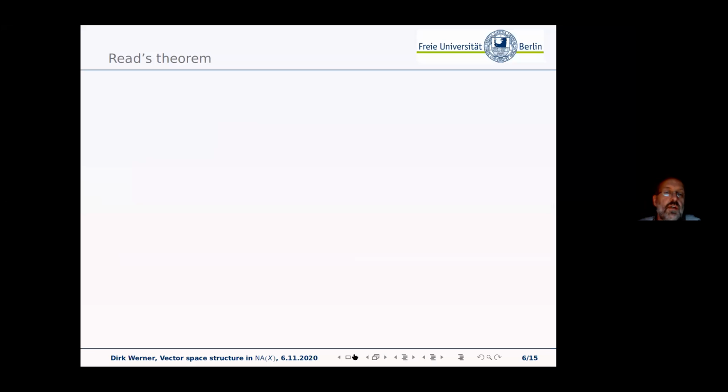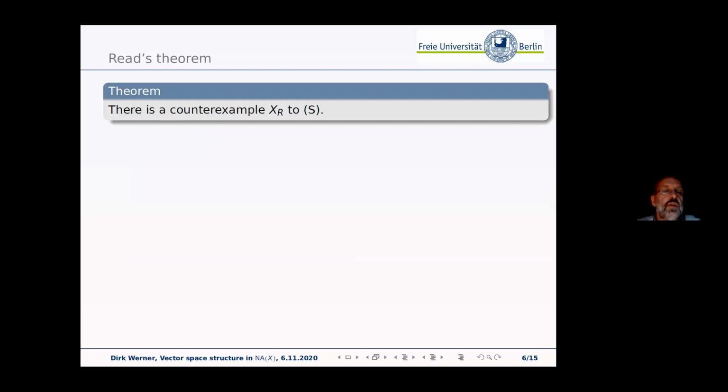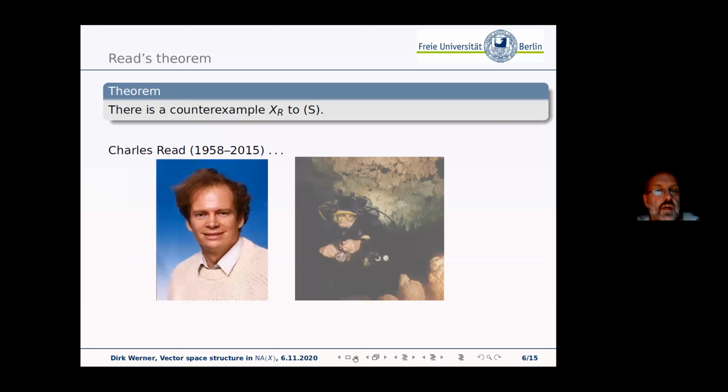And as you can guess, things are not so easy, because Charles Read proved that there is a counterexample to Singer's conjecture, or Singer's problem. That is to say, there is a Banach space X such that no subspace of codimension 2 is proximal in the space X. I'll explain the construction in a minute, but for the moment, let us just dwell upon this theorem, this paper a little.